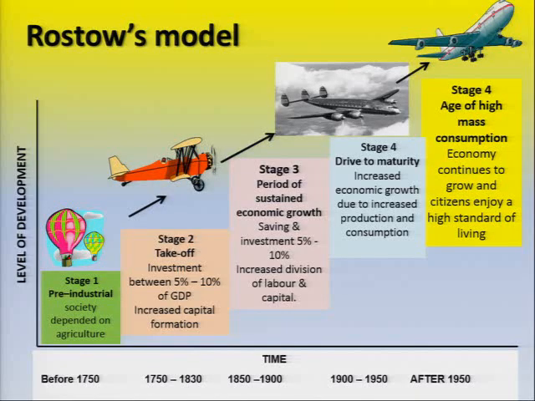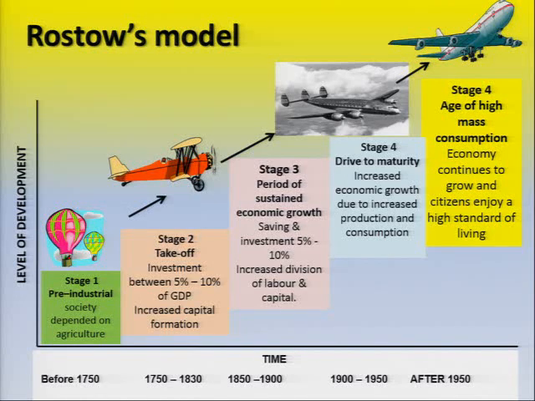Savings and investment of about 5% to 10%. There was an increased division of labor and capital. As you can see in the pictures here, the graph goes upward. And in stage 4, there was now a drive to maturity. The economies of these countries were now reaching maturity.